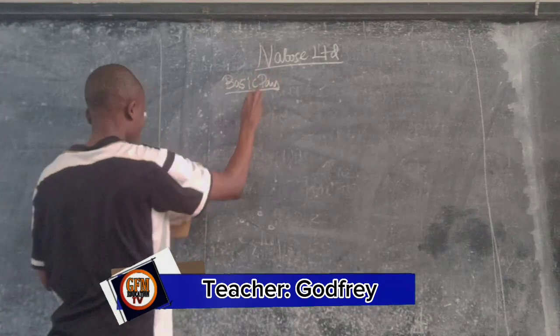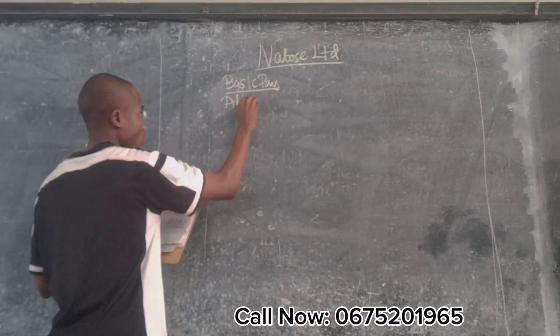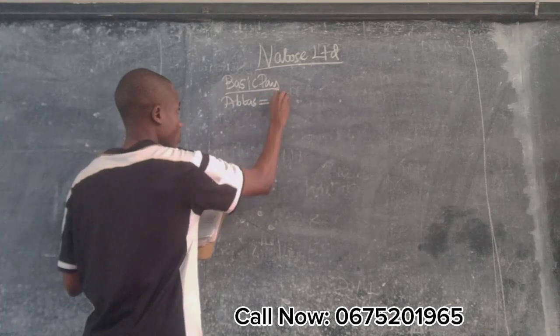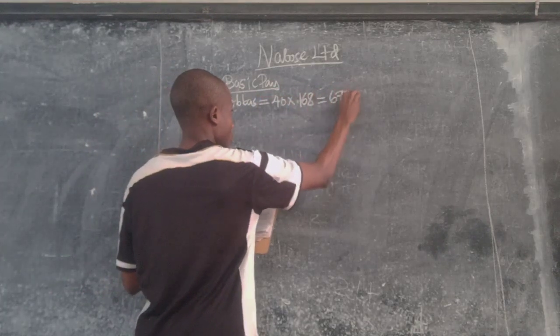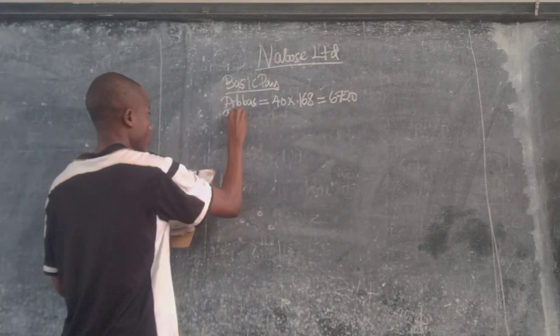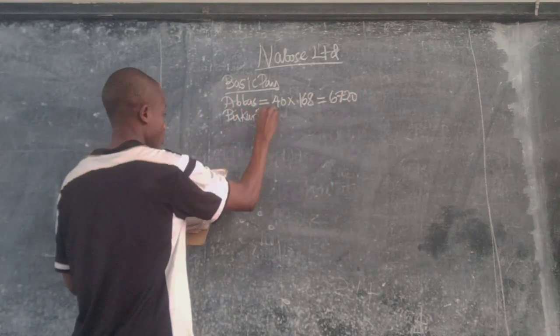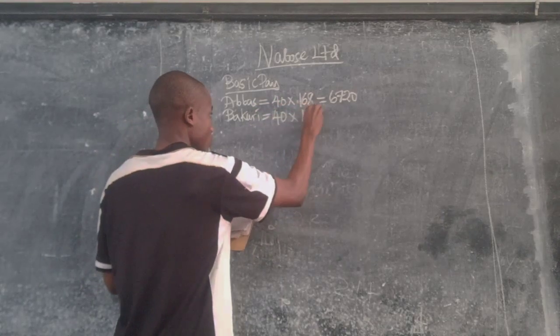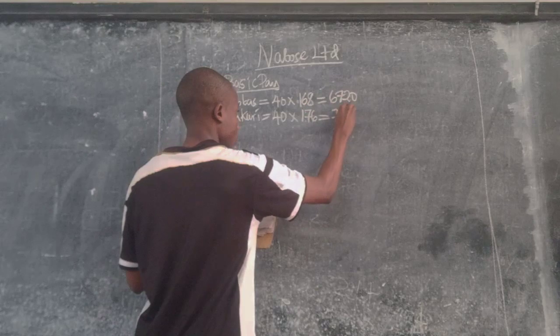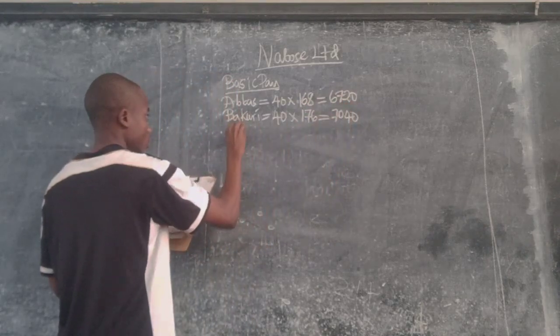First, calculate basic pay. Basic pay, you take the basic hours times the hours worked. Basic hours of Abbas was 40 times hours worked 168, you will get 6,720. Basic pay for Bakari will be basic hours 40 times hours worked 176, you will get 7,040.